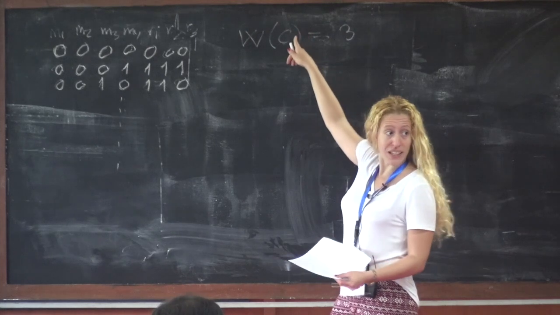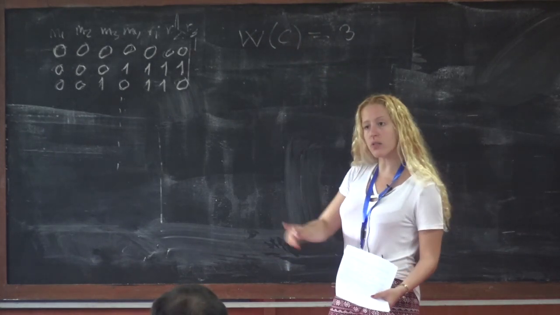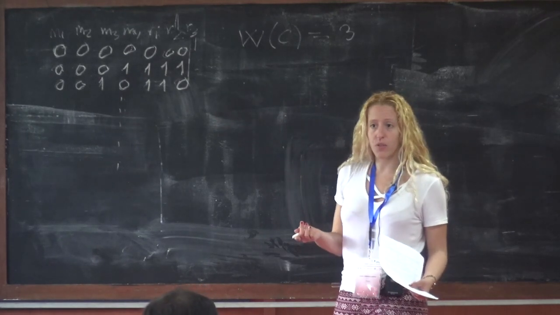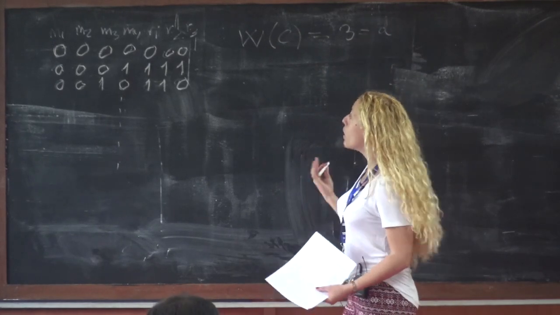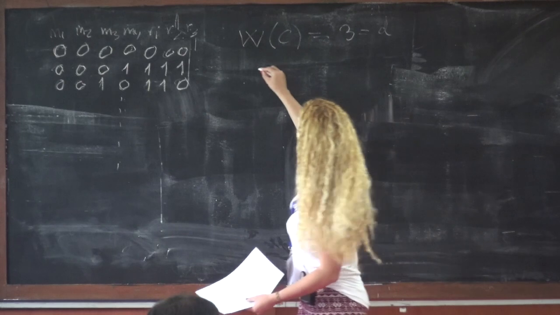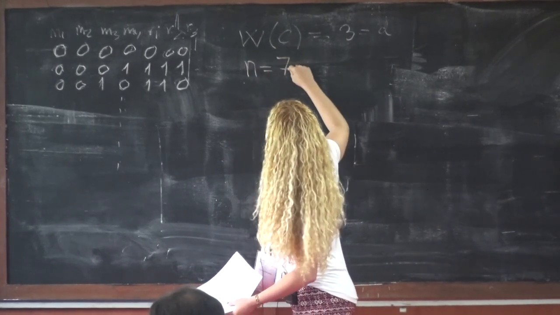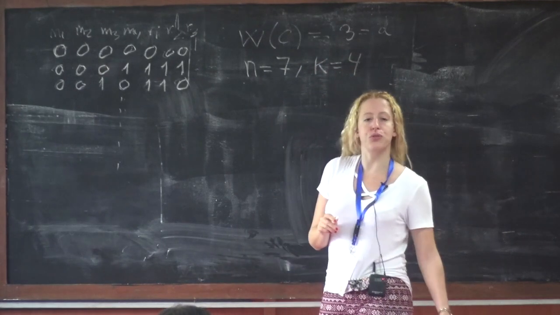This implies, as in the last proposition that we proved yesterday, that for a linear code, and this is a linear code, the minimal weight is equal to the minimum distance. So basically, d is equal to 3. We already knew that for this code the length n is equal to 7, and that the dimension is equal to 4.